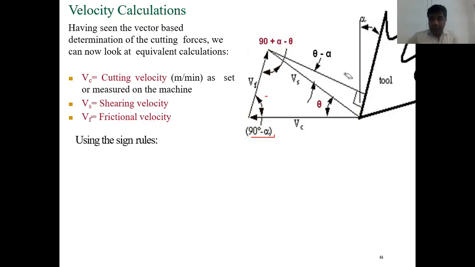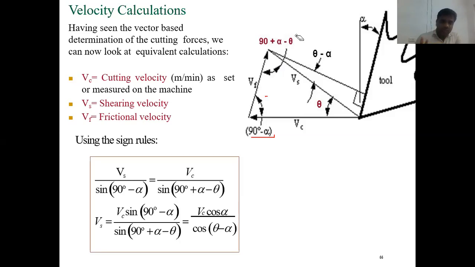So please recollect your trigonometry, which maybe you studied in your SSC or intermediate. In any triangle, the ratio of one side to the sine of its opposite angle is the same for all three sides. For example, VF by sine theta is equal to VS divided by the sine of its opposite angle, which is VS divided by sine of 90 minus alpha, which is equal to VC divided by sine of 90 plus alpha minus theta. This is called the sine principle.